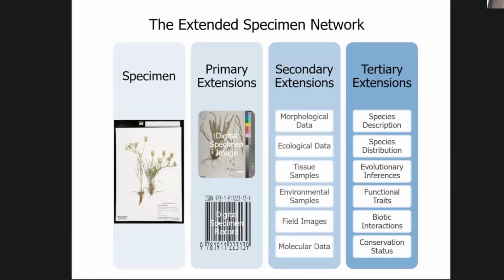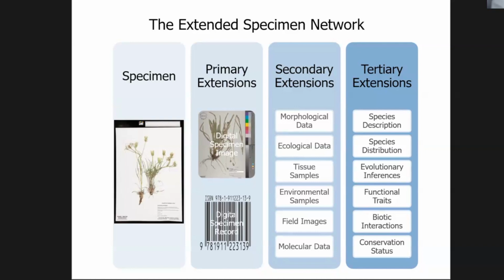that's a starting point. But we can also take a digital image of that specimen, and those form what are usually called primary extensions. If you then have additional information associated with that specimen, like you may have taken morphological data from it, or you may have tissue samples or field images, those form what have been called the secondary extensions. And imagine if you take lots of specimens and have similar kind of information, you then really start to see the real power of herbarium specimens.